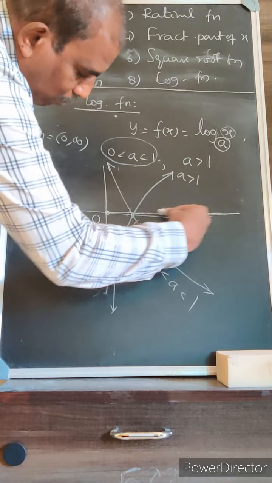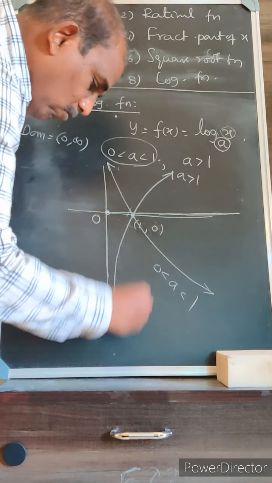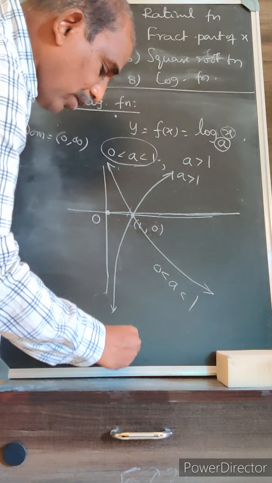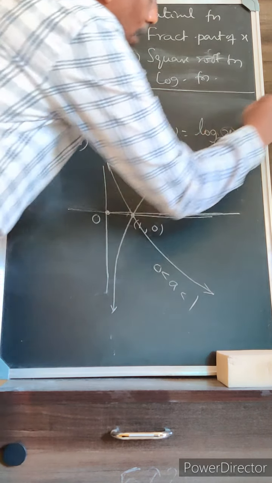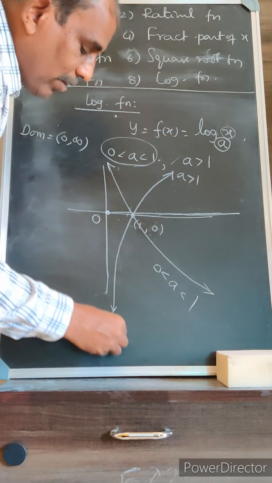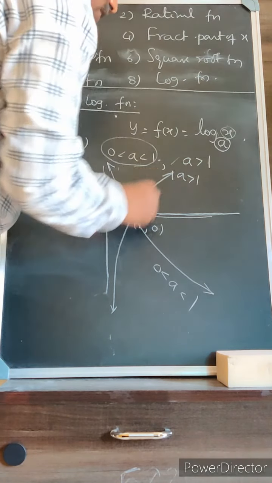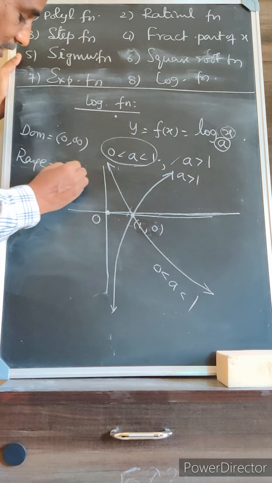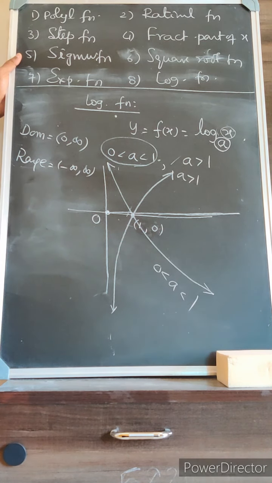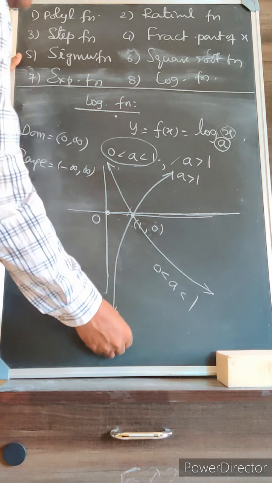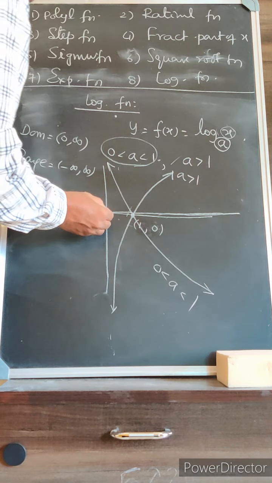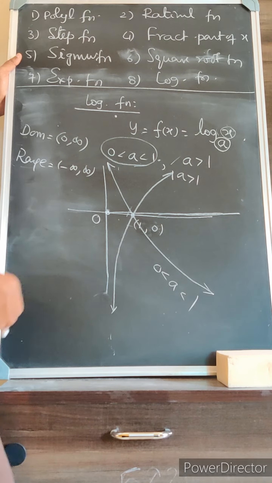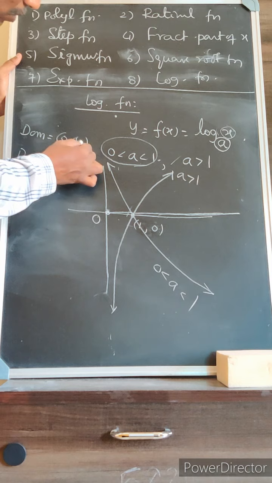So as x approaches 0, the log value goes to minus infinity. So the values of y start from minus infinity and go up to infinity. Therefore y values can be any number from minus infinity to plus infinity. Therefore the range of the function is from minus infinity to plus infinity, but the domain is always a positive real number. It cannot be 0 also.